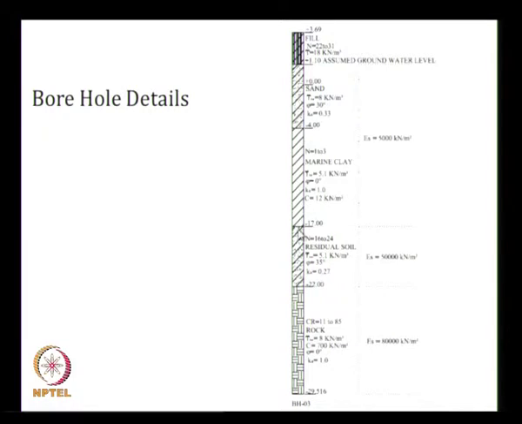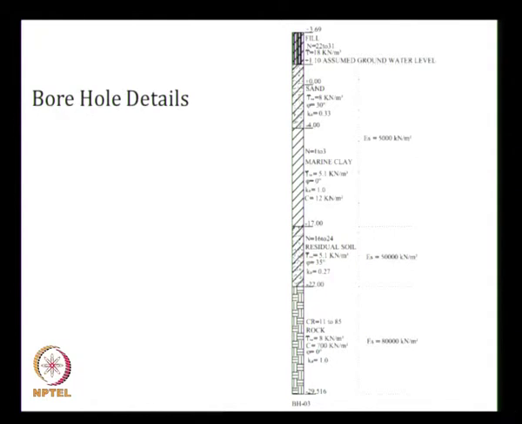From minus 4 to minus 17 we have the marine clay. This marine clay is very dangerous: the SPT N value is between 1 and 3, the gamma is also very low at 5.1, the phi value is 0, active earth pressure coefficient is 1.0, cohesion is 12 kilonewton per meter square. The Young's modulus of this soil from the ground level to this is taken as 5000 kilonewton per meter square.